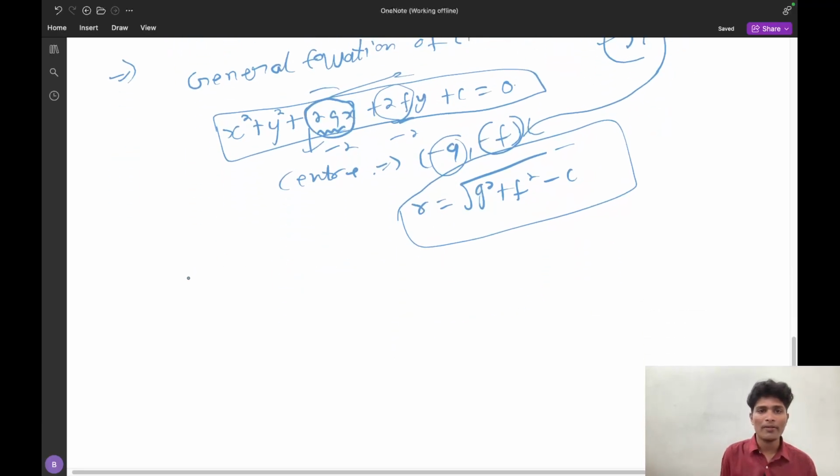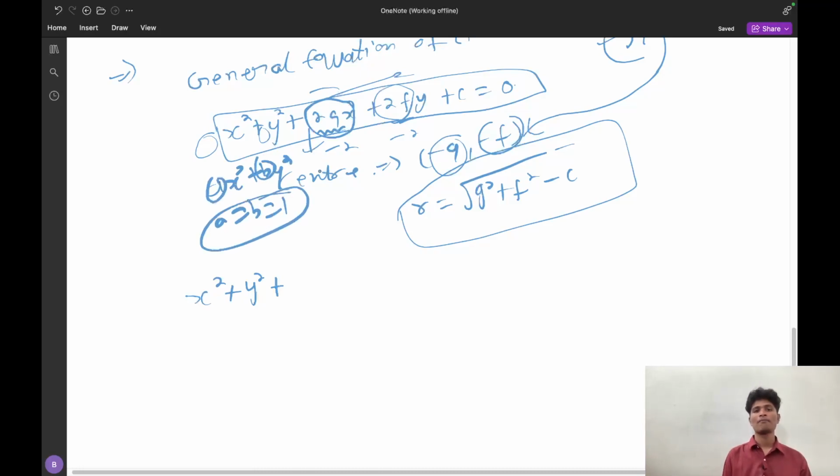Suppose I give an example. Remember, in the circle equation, if I compare ax² + by², the coefficient a should be equal to b. Both the coefficients should be equal. If both the coefficients are not equal, then you can say this is not a circle. So take as an example x² + y² + 5x + 4y + 3 = 0. Suppose this is a circle equation.